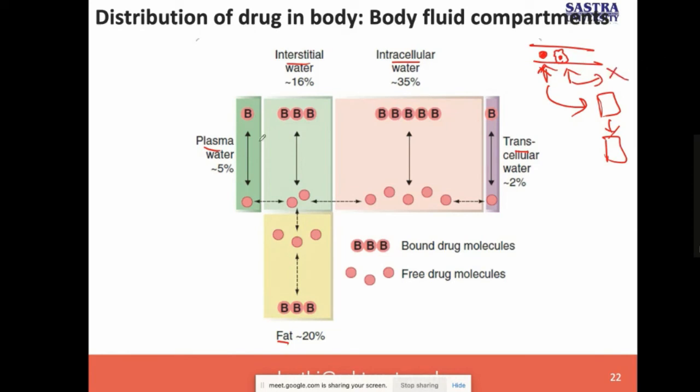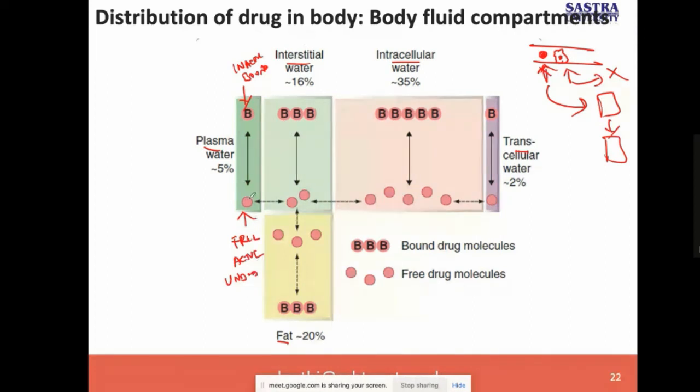That is what is clearly illustrated in this image. We have the plasma compartment. Here this is called the bound form of the drug molecule, and this is the free form, or active form of the drug molecule. This is the inactive form, or bound form. Bound, here it is unbound. There are many words, so all refer to the same thing. No need to worry.